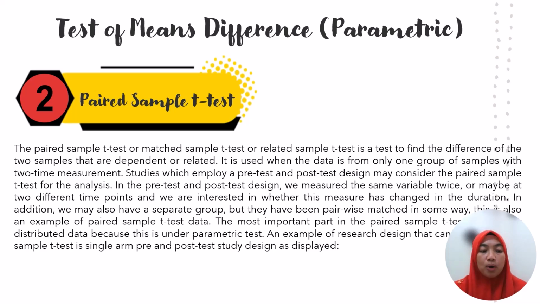The most important part in the paired sample t-test is normally distributed data, because this is under parametric test. An example of research design that can employ the paired sample t-test is a single-arm pre- and post-test study design, as displayed. The next slide.